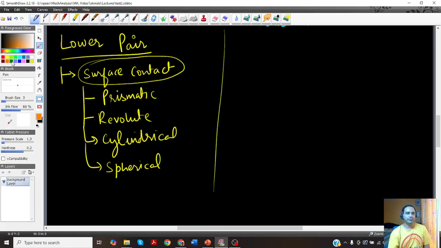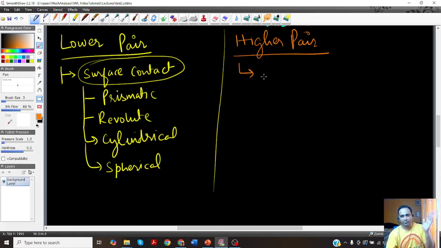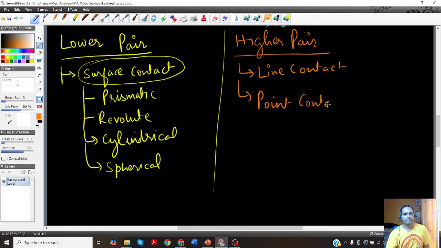Now there is also something known as a higher pair. In a higher pair, when surface contact is already ruled out, what are the other kinds of contact? You have something known as line contact, and there is also something known as point contact. For example, line contact is typically found in gears. Point contact, let's say we find it in cams. These are standard topics in kinematics.